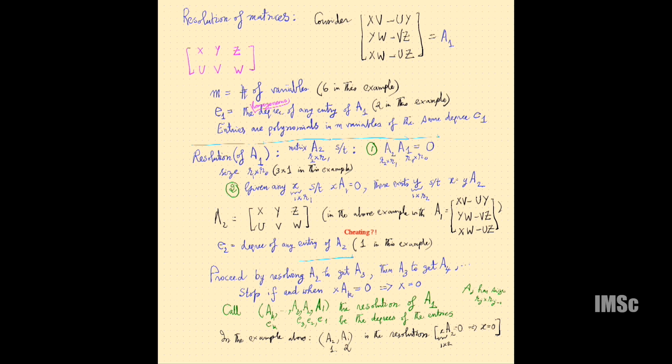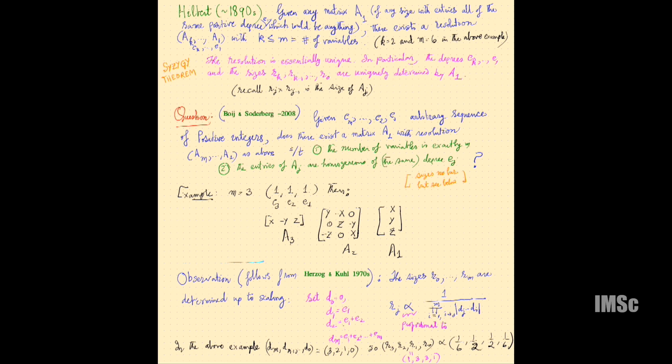The degrees of the corresponding entries in these Ai are Ei. In the example above, the length of this resolution is 2. This k is called the length. And the degrees are 1 for A2 and 2 for A1. As you can check, it stops at this point. Good. So here is a famous theorem of more than 100 years ago, due to Hilbert.